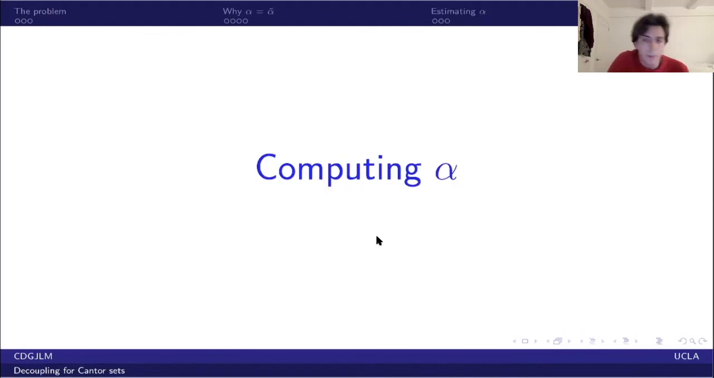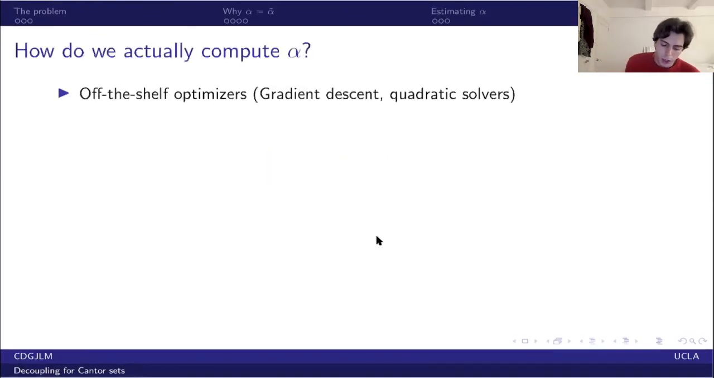Turns out that the problem that I presented is finite dimensional, but in certain situations can be pretty high dimensional, especially if you use this carryover trick where we just build bigger and bigger Cantor sets. The problem becomes very high dimensional very fast. So how do we compute alpha?